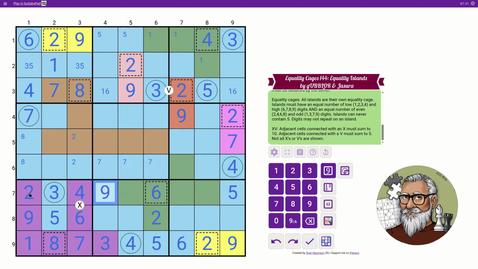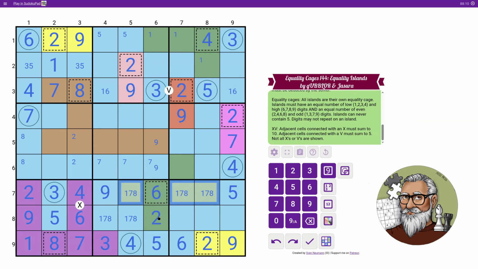I do need a 9 in box number 8. I do need a 9 here somewhere. What am I still missing? I'm missing a 1, an 8, and a 7. Oh, 1, 7, 8. Right. So I do have a 1 and an 8 and a 7 already on the green island. So I have my 3 odd, my 3 even. I have 2 odd, 1 low. Okay, so 1 low and 1 high.